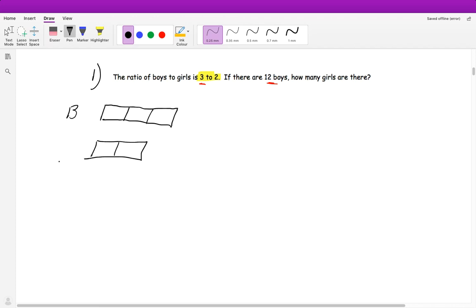I have boys to girls. And then it tells me that the boys total is 12. So I know that these 3 boxes is equal to 12. And we've talked about already that all these boxes represent the same number. And our goal is to solve for one of the boxes. So now I see I have 3 boxes, so I can set up my equation. 3b is equal to 12.